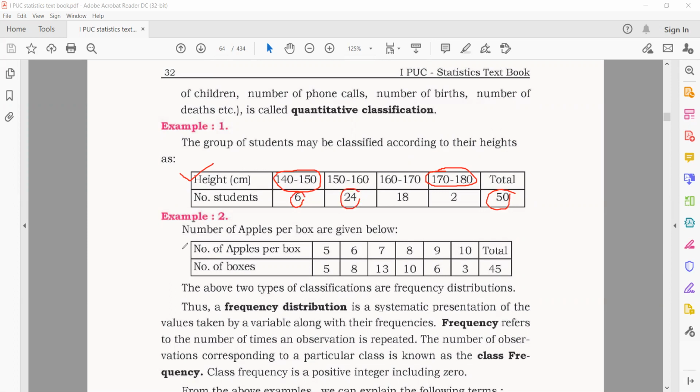Similarly, here I'm grouping the number of boxes based on the number of apples. So there are 45 boxes in total. We need to know how many apples are in each box. So 5, 6, 7, 8, 9, these are the possible numbers per group. How many boxes have 5 apples, how many have 7 apples, we are grouping that.